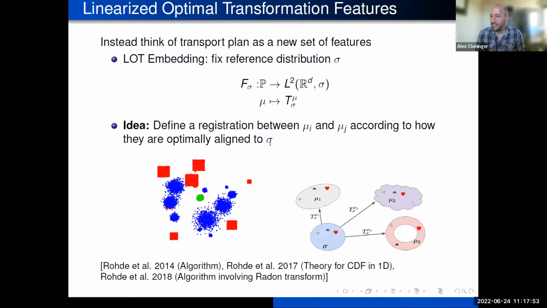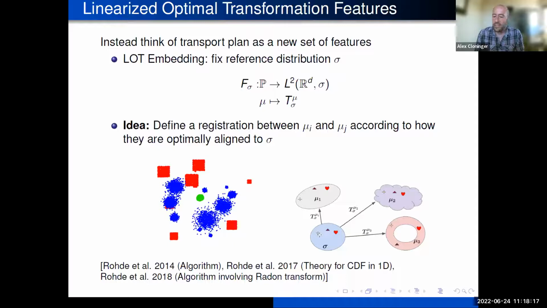So this is linearized optimal transport. The way I like to think about it is that for mu i and mu j, these two distributions, there was no registration between them. I didn't know if they shared any points in common. I didn't have anchor points or anything. What I'm doing is artificially creating anchor points. I'm saying, all right, I have a map from sigma to mu1, a map from sigma to mu2, sigma to mu3.